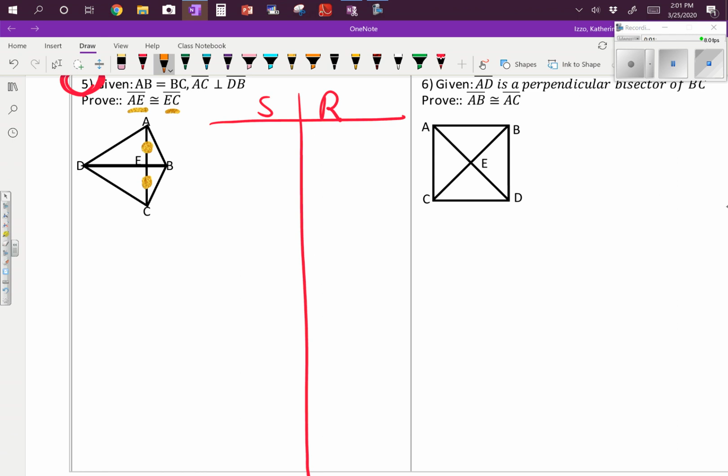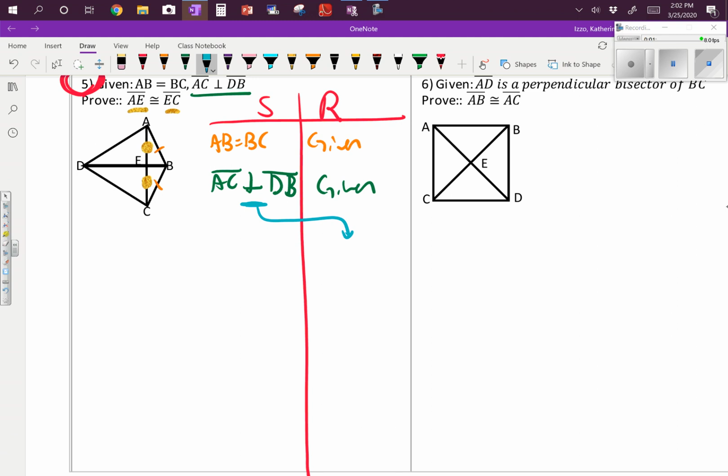So, first given, AB equals BC. Next given is AC perpendicular to DB. Of course, that is a vocabulary term, so our next step needs to be definition of perpendicular.